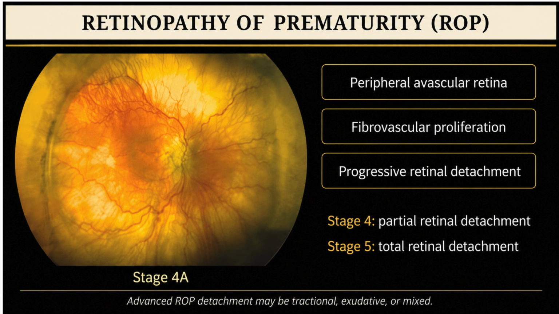Stage 4 ROP describes partial retinal detachment, while Stage 5 describes a total retinal detachment. But it would be an oversimplification to say that every advanced ROP detachment is purely tractional. Advanced ROP may contain tractional, exudative, or mixed components.